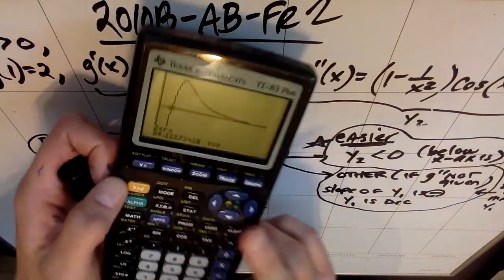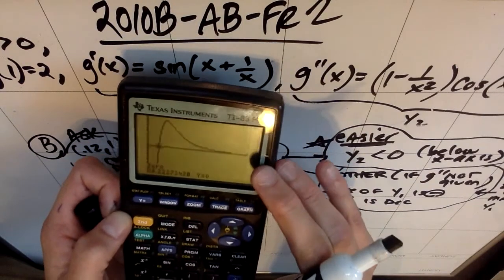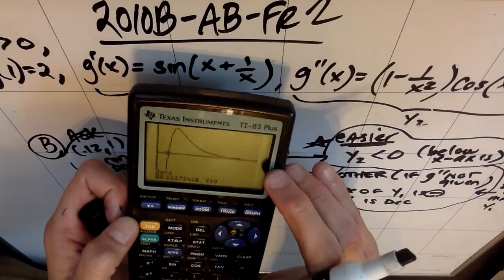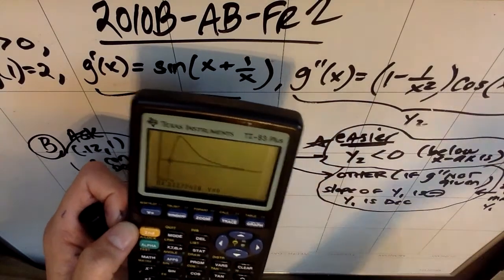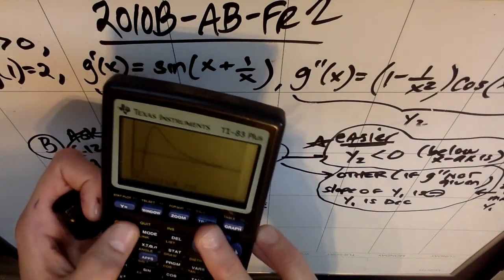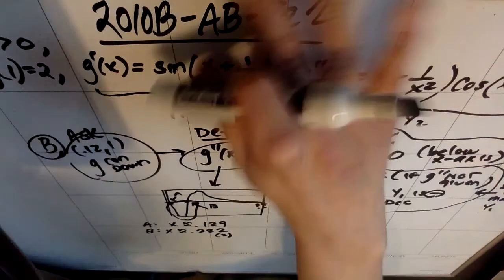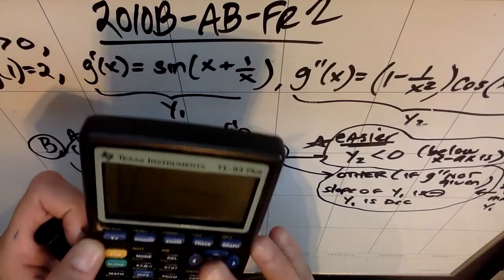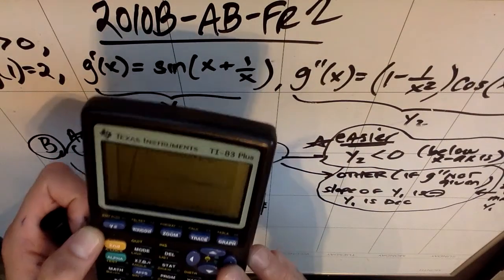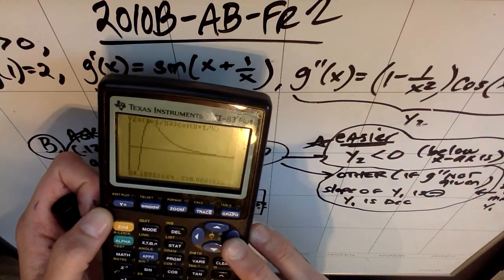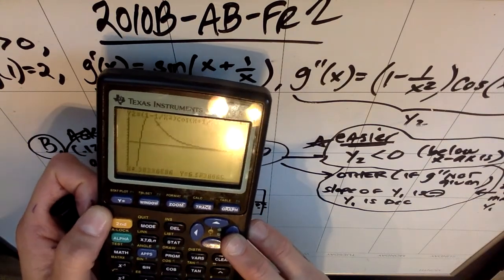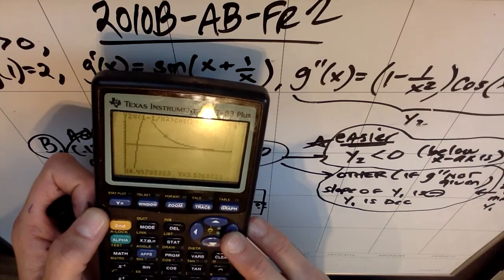Now, the big question mark is, is there another 0 over here? Does this thing cross below the x-axis before it hits 1? So in order to do that, I'm going to just trace, which I think is actually easier. I'm going to hit trace, and then I'm just going to work my way over, and I'm going to see, because I don't know if there's a 0, it's really hard to tell.